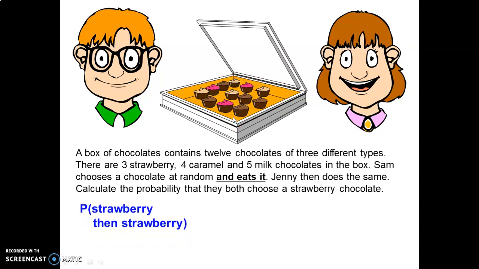Let's take a look at the numbers. So probability of a strawberry chosen and then another strawberry chosen. So we have his probability with the full box, 3 out of 12 are strawberry. Then we multiply, and now this has changed to 2 out of 11. That's because he took a strawberry and kept it, ate it. Now there's only 11 chocolates left, and only 2 of those 11 are strawberry.